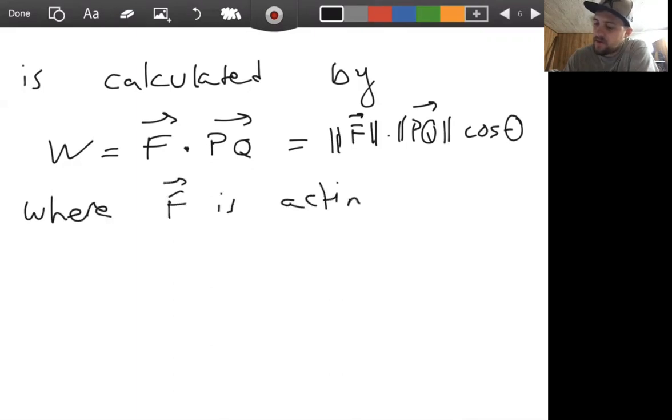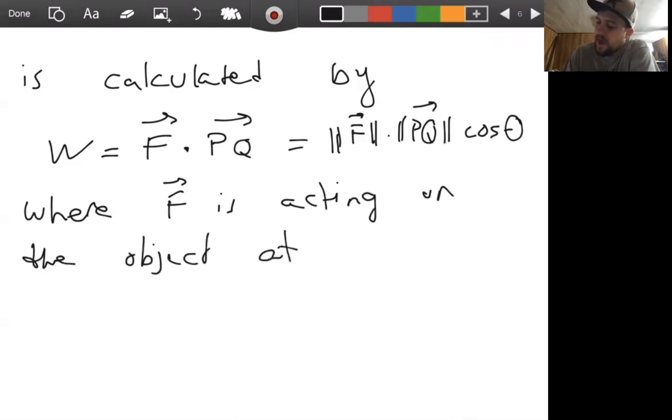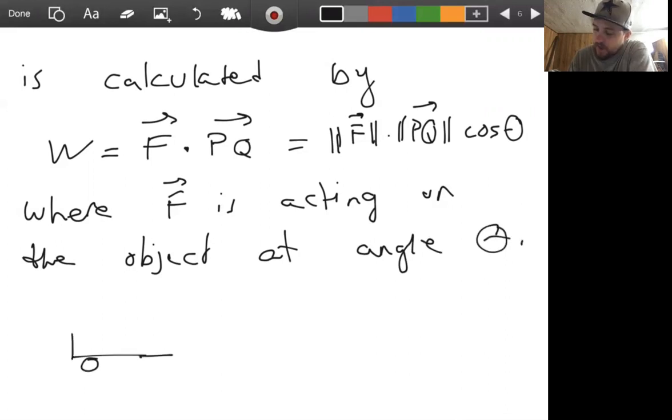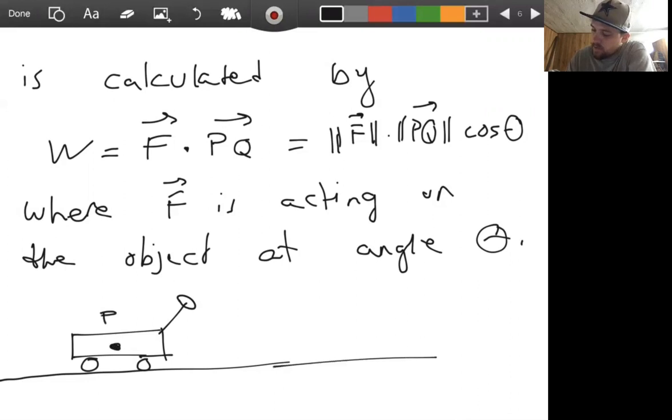acting on the object at an angle theta. So let's look back to this picture that we have here of like a wagon, say. We have a wagon with a little handle and some kid is pulling the wagon, right? And let's say it starts at point P and somewhere down the road is point Q.